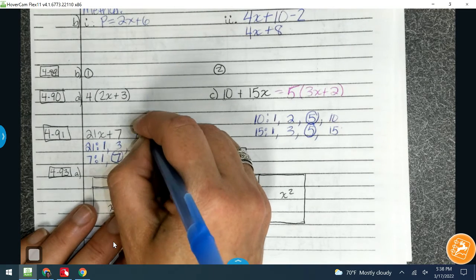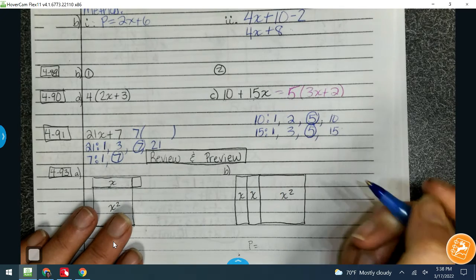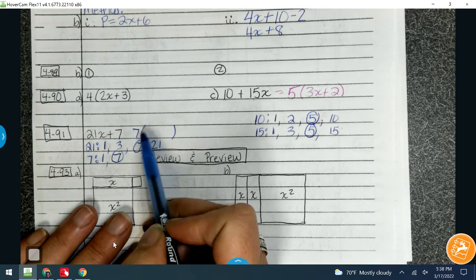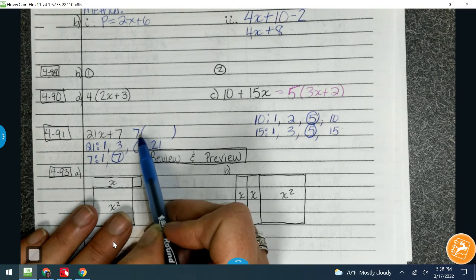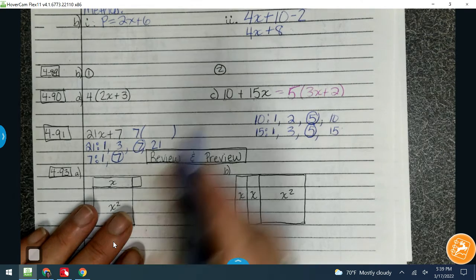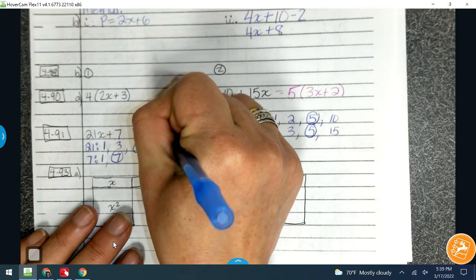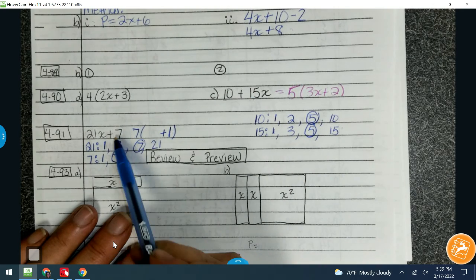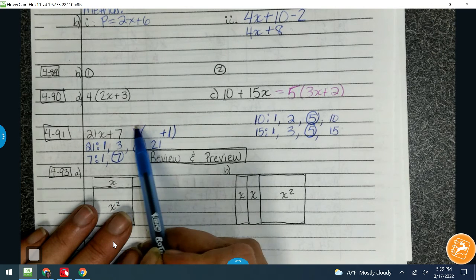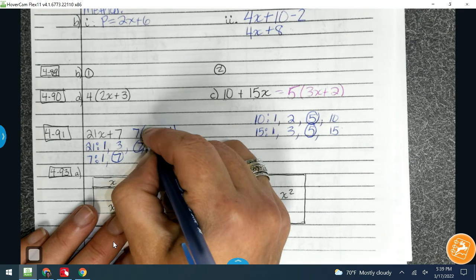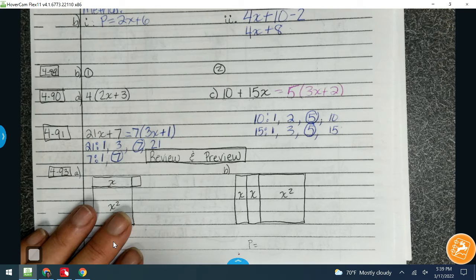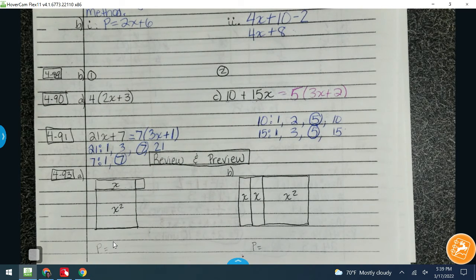So we're going to have 7 groups of something. So if I have 7 ones, 7 unit tiles, and I'm dividing it into 7 groups, how many are in each group? Hopefully you thought just 1, because 1 times 7 is 7. If I have 21x tiles and I have 7 groups, I'm going to have 3x tiles in each of those groups. So I hope that makes sense for you.